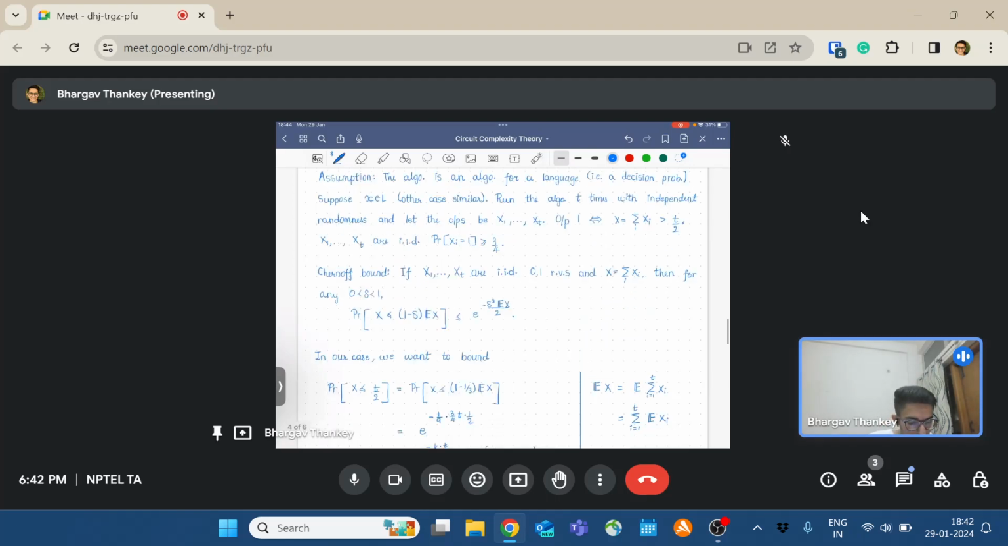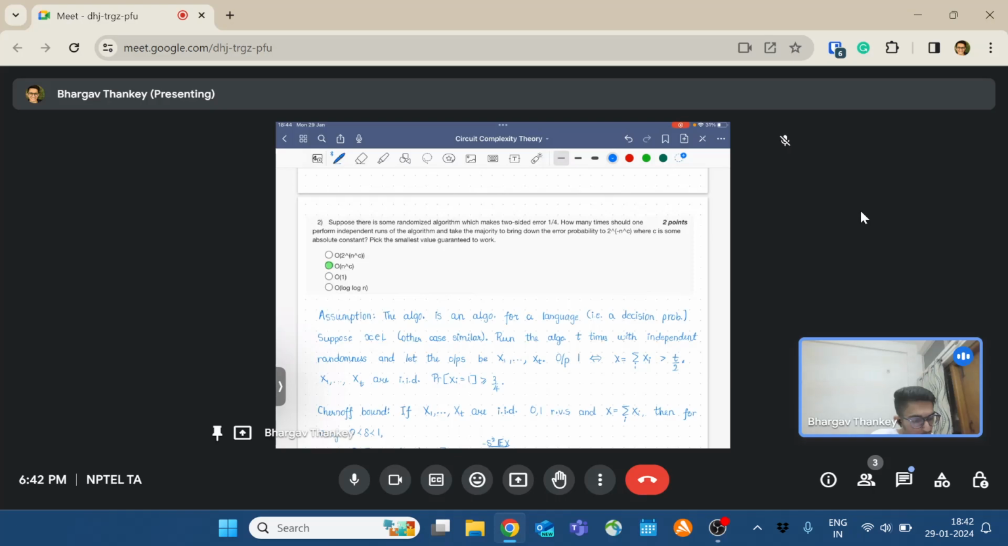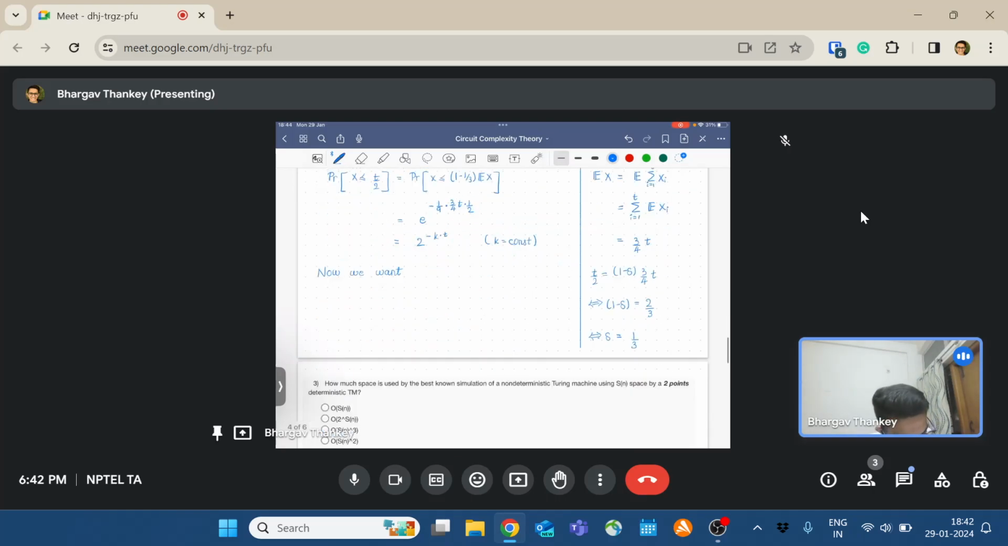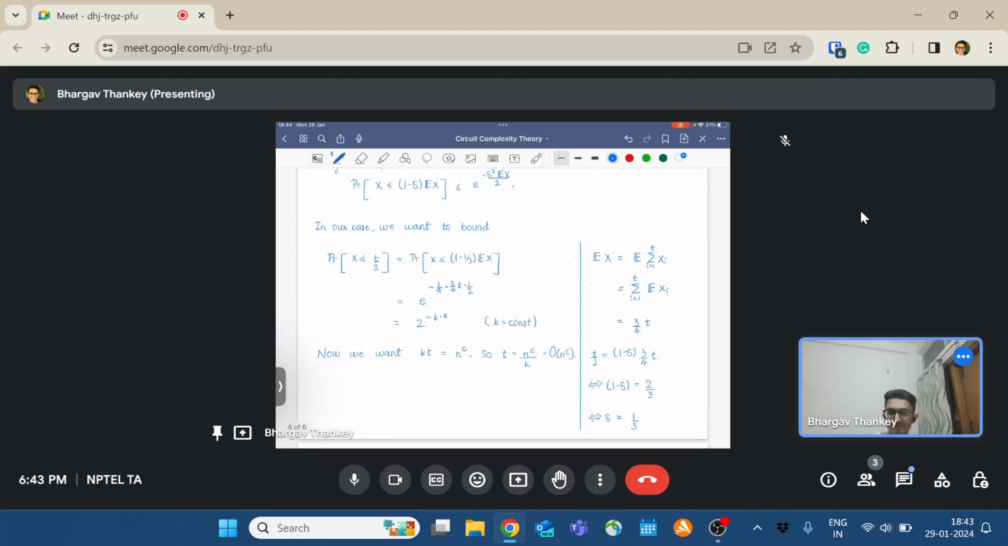So now, what are we interested in? We are interested in an error probability of the form 2 to the minus n to the c, right? So we want kt to be equal to n to the c. So t is equal to n to the c over k, which is order n to the c. So as long as we repeat order n to the c times, we should get the desired error probability. Is that fine?